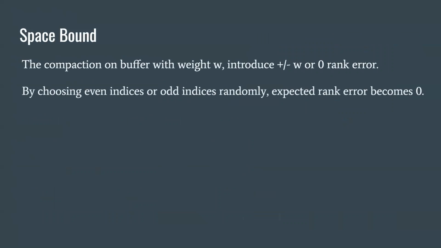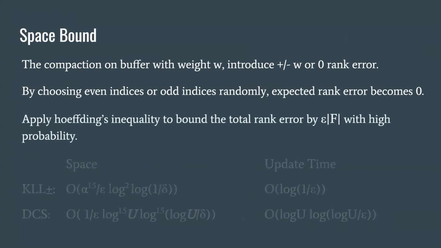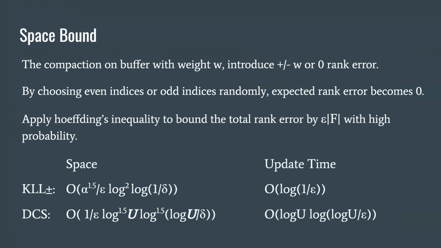So what are some benefits in operating in the bounded deletion model? One important benefit is that KLL plus minus does not rely on the assumption of a bounded universe and leads to a smaller space bound and faster update time compared to sketches in the turnstile model. Each compaction may introduce plus or minus W rank error for buffer with weight of W. By pushing even indices or odd indices randomly, the expected rank error becomes zero. Since the expected rank error is zero, we can bound the total error with Hoeffding's inequality. And hence, it leads to a smaller space bound, which is independent of the universe size.